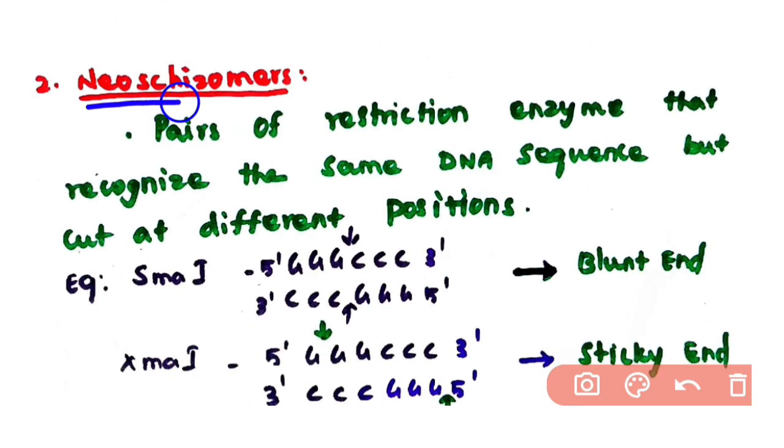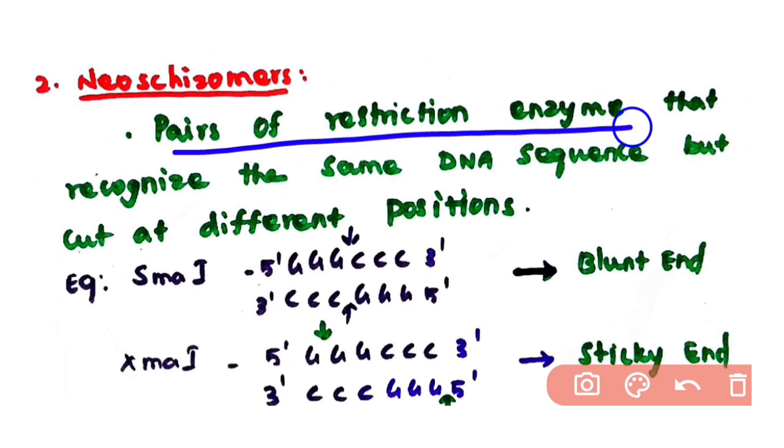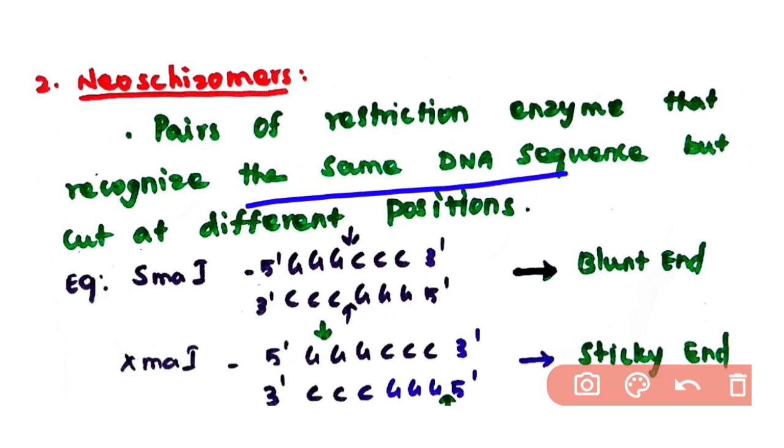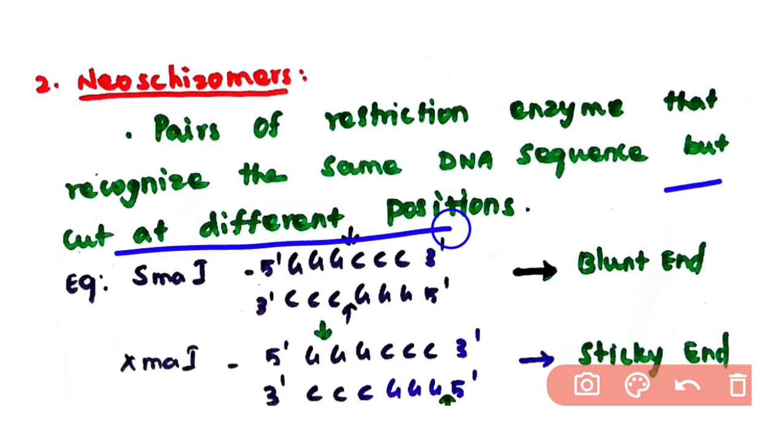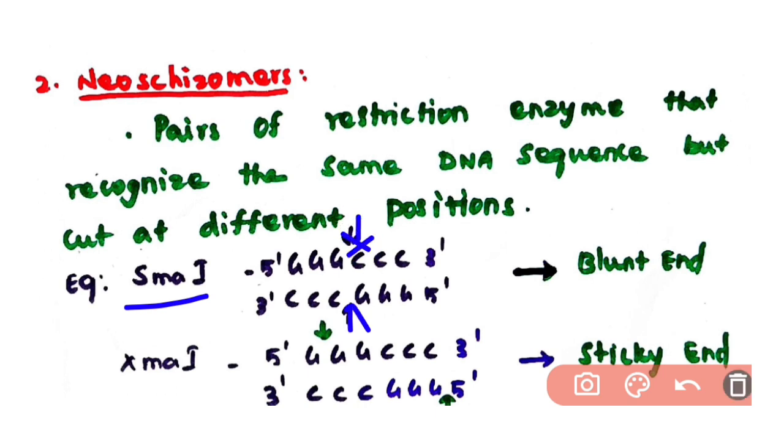The next one is neoschizomers. Neoschizomers are pairs of restriction enzymes, example SmaI, XmaI. They recognize the same DNA sequence. Okay, both recognize the same DNA sequence, CCCGGG. But they cut at different positions. Okay, so SmaI cuts in between C and G from 5' to 3' direction, but XmaI cuts in between C and C. So here SmaI will make a straight cut, so it produces blunt ends, and XmaI will make an uneven cut, that is a staggered cut, so it makes sticky ends, cohesive ends.